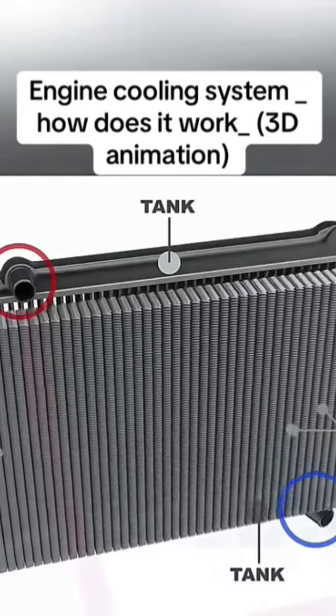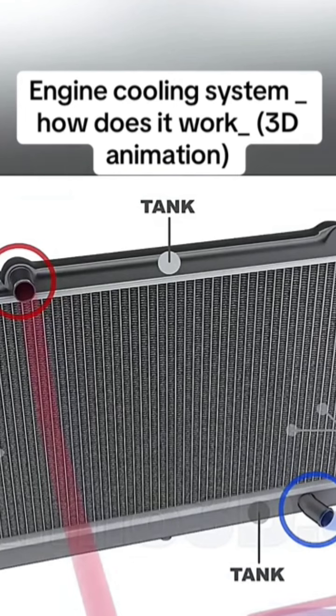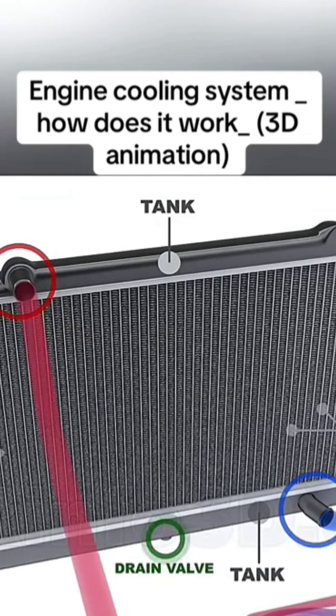Fins are added to the tubes to improve heat transfer capacity. These systems are referred to collectively as the radiator core. A drain valve is normally located near the bottom of the radiator.